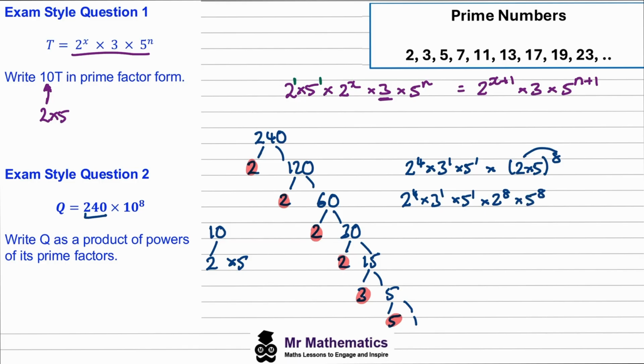Now we can add these powers together. So we've got 2 to the 12. That's this 4 added to the 8, times 3 to the 1. And then we can add this power of 1 to this power of 8. So we've got times 5 to the 9. And this would be the value of Q in prime factor form. Okay?